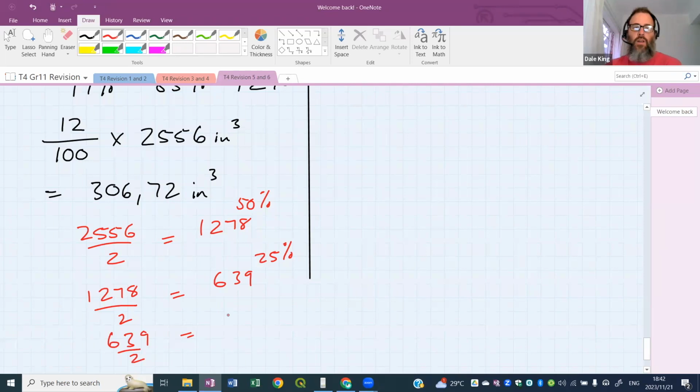So half of 639, what's it? 3, so 640, what's half of 640? 320, so it's about 320. And that's half of 25%, which is 12.5%. We want 12, and about 12.5 is about 320. So our answer, which is 12%, is very close to 320, which is 12.5%.